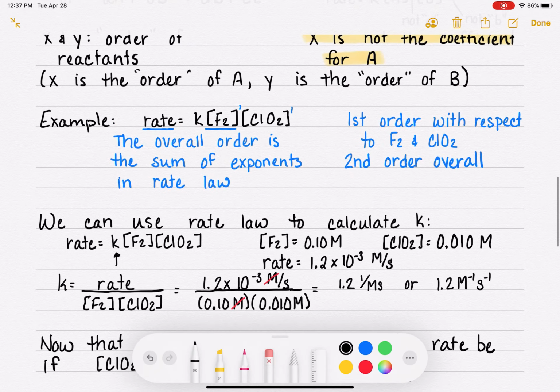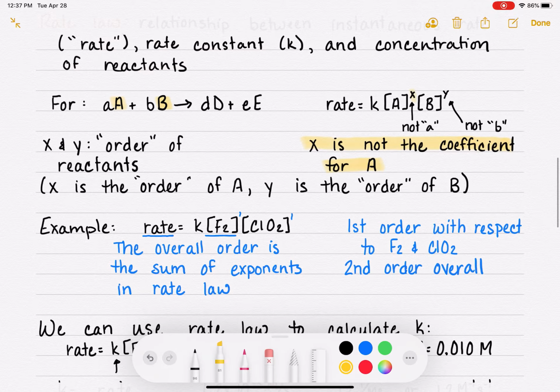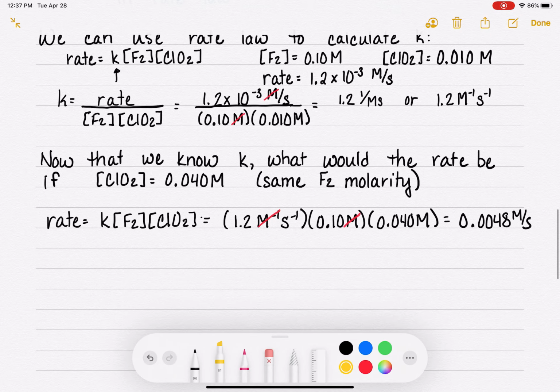So even though I said, where did I say it? The exponents in the rate law are not related to the stoichiometric coefficients, even though sometimes they are numerically the same, which is very confusing. The exponents in the rate law are related to concentration and the rate of the reaction.